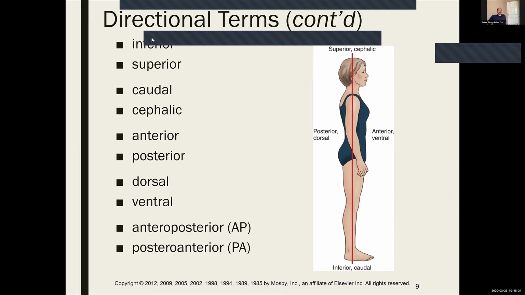Dorsal meaning the back region. This can sometimes be used differently with animals based off of their configuration and how they commonly are moving around. They're quadrupeds as opposed to bipeds like we are. So if you eventually go into veterinary medicine or something like that, you may find that some of these directional terms are different because of the way the animals naturally move around as opposed to humans.